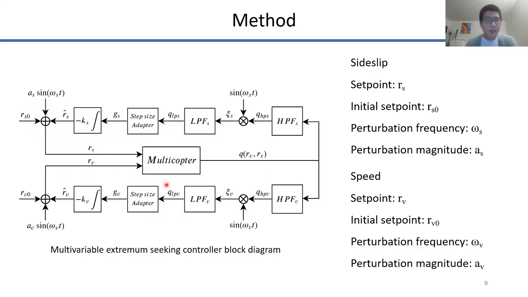For this multivariable extremum peaking controller to work, the perturbation frequency for side slip, omega s, should be different from the perturbation frequency for speed, omega v. And to minimize the cost function, Ks and Kv should be set positive.